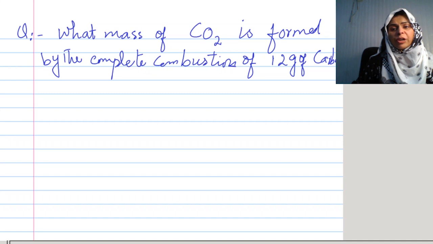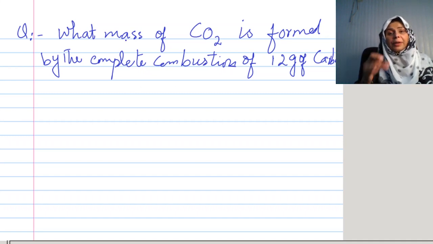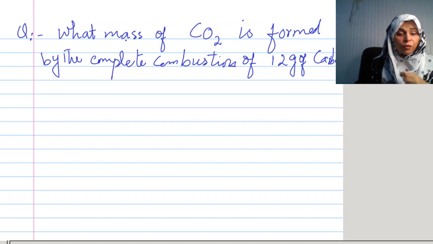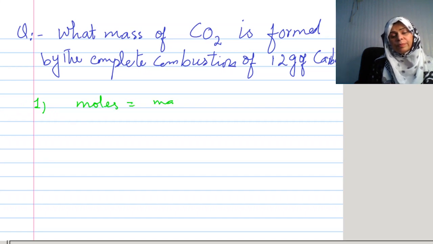First, pause the video and try to solve it by yourself to get a better understanding. If you check your understanding, it will be better for you to complete it. So first step, what will we do? Yes, we will move ahead. We will first of all do the first step. We will calculate the moles, mass over Mr or Ar.